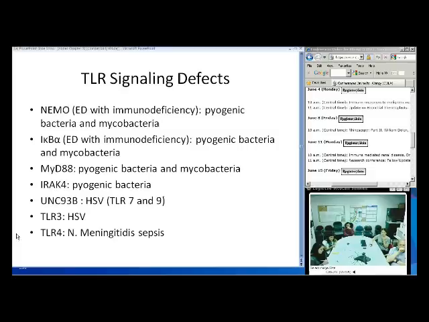TLR4 is sort of all on its own. It's been associated with Neisseria sepsis.